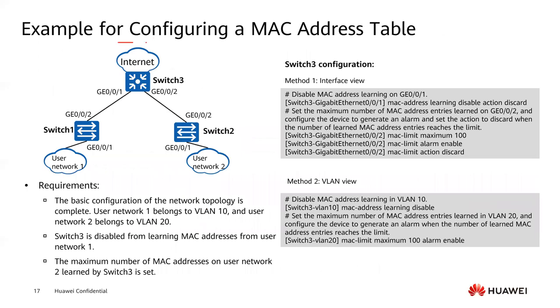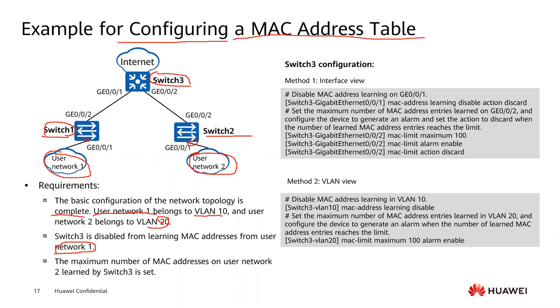Now let's look at an example of configuring the MAC address table. In this scenario, we have three switches: switch one, switch two, and switch three. User network 1 is connected to switch one, and user network 2 is connected to switch two. The basic configurations have already been completed. User network 1 belongs to VLAN 10, and user network 2 belongs to VLAN 20. Switch 3 is disabled from learning MAC addresses from user network 1. It means switch 3 will not learn any source MAC from user network 1.